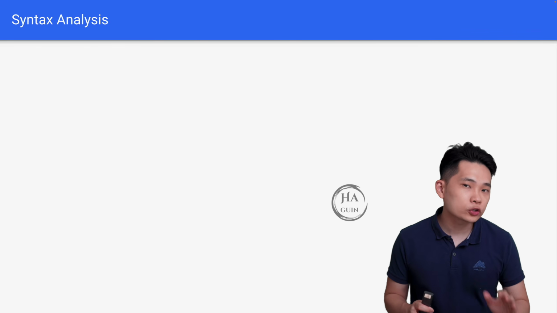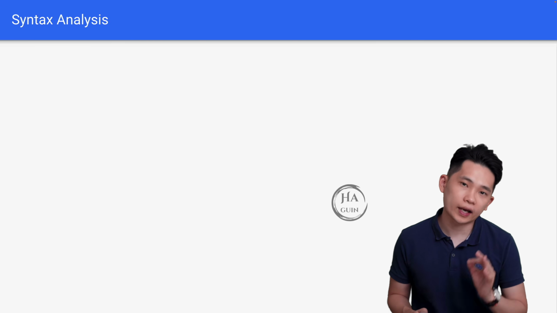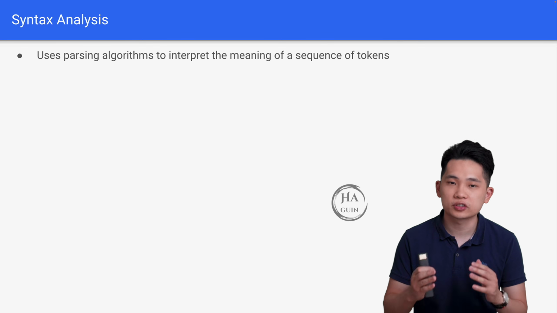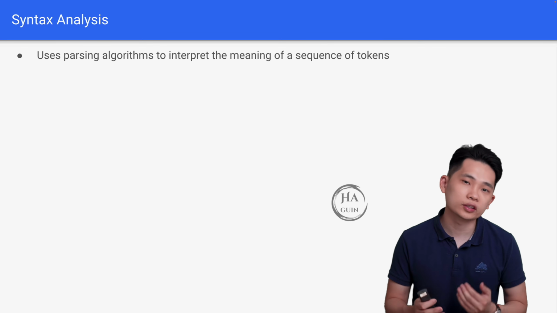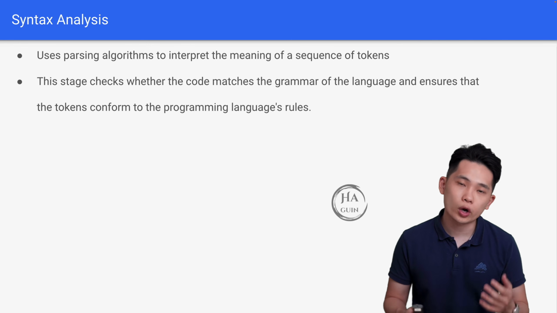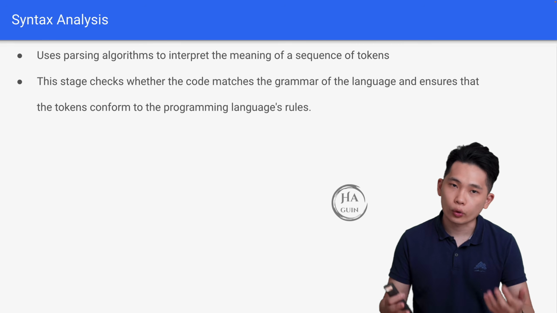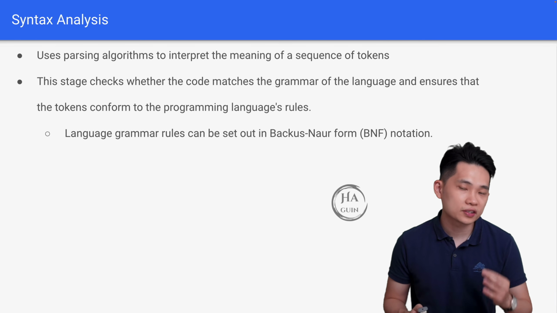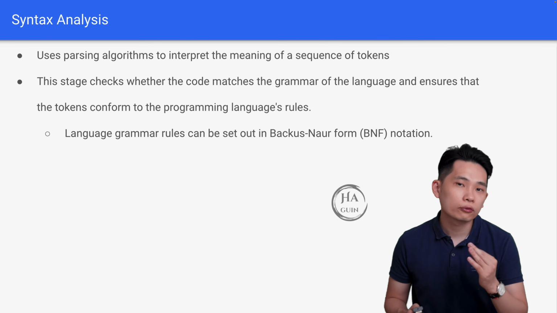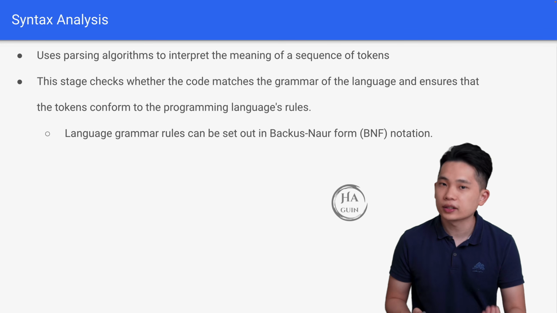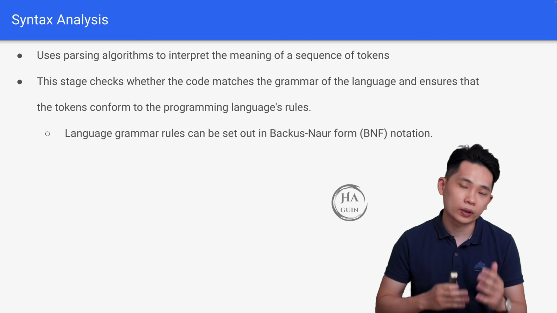The next stage of compilation will be syntax analysis. It uses parsing algorithms to interpret the meaning of a sequence of tokens that we created in the previous stage. This stage checks whether the code matches the grammar of the language and ensures that the tokens conform to the programming language rules. For example, language grammar rules can be set out in Backus-Naur Form, BNF notation. We will talk more about BNF in a later lesson, so don't worry too much about this for now.